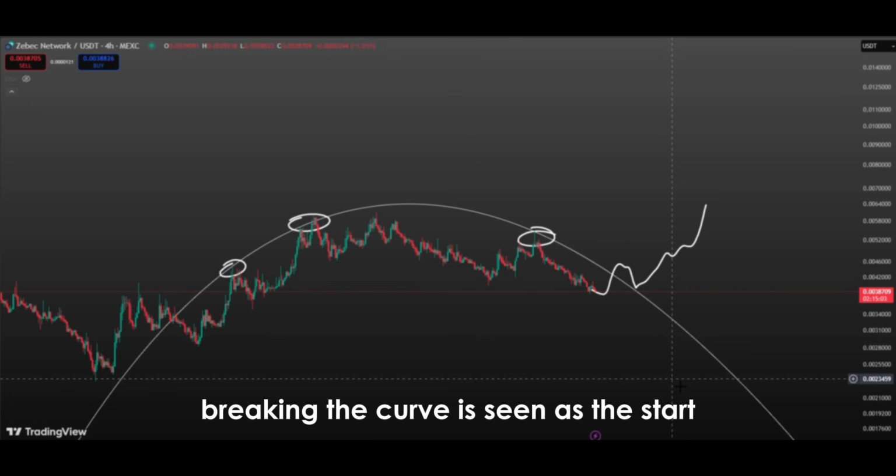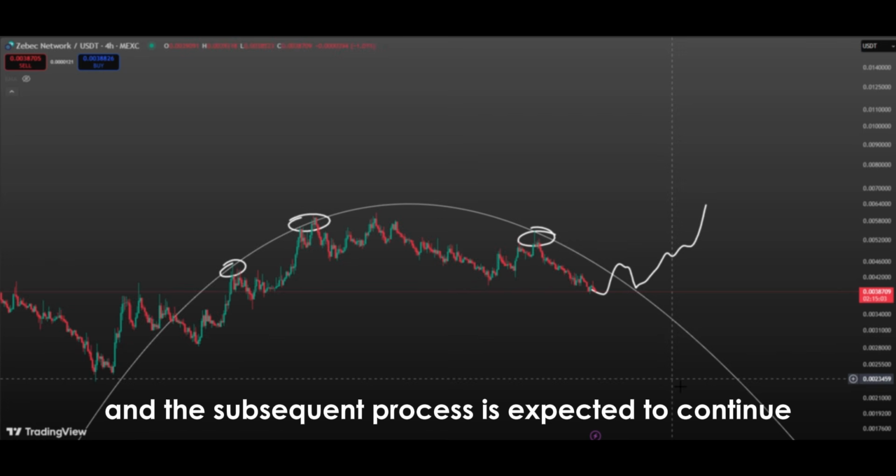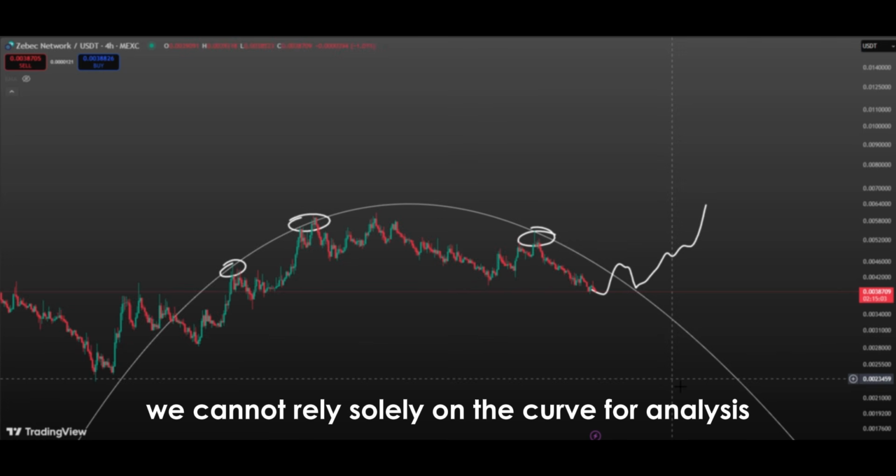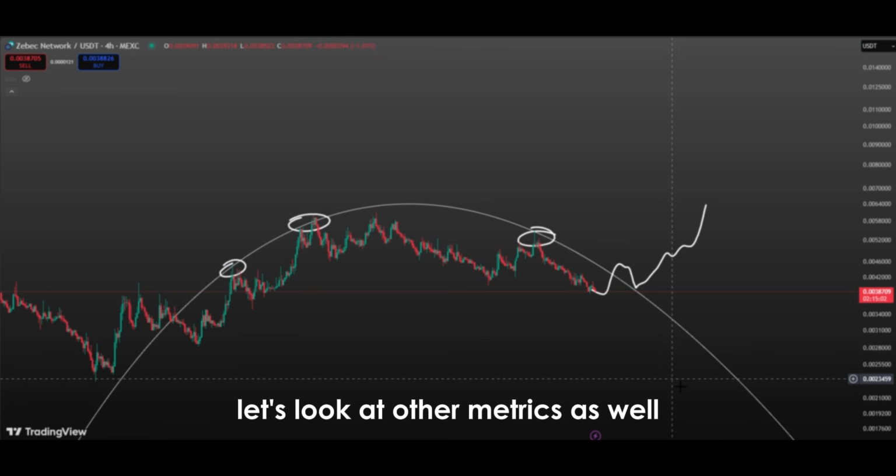Breaking the curve is seen as the start of upward movement, and the subsequent process is expected to continue the rise. We cannot rely solely on the curve for analysis. Let's look at other metrics as well.